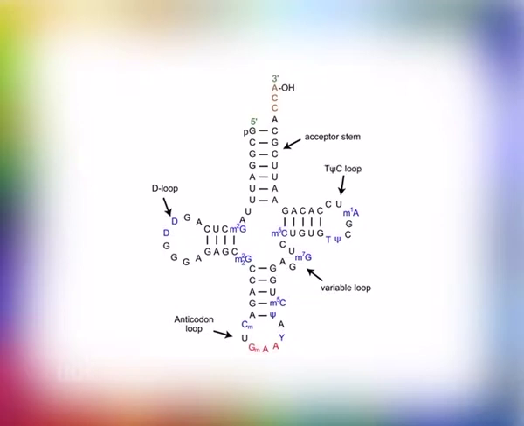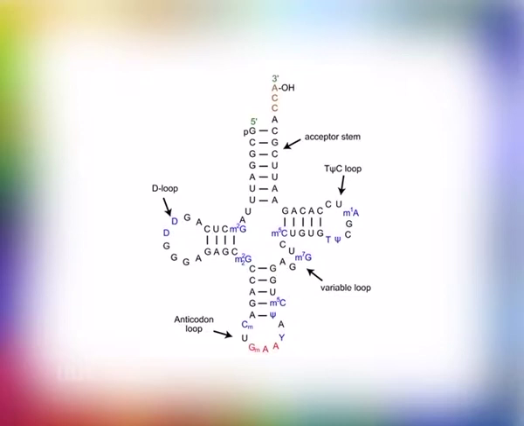2 of the arms have loops, D loop and T psi C loop, with a ribosome recognition site. The D arm contains dihydrouridine while T arm contains pseudouridine. The third arm, called variable arm, has a stem with optional loop. One end of the chain serves as amino acid acceptor stem, usually attached to amino acid.